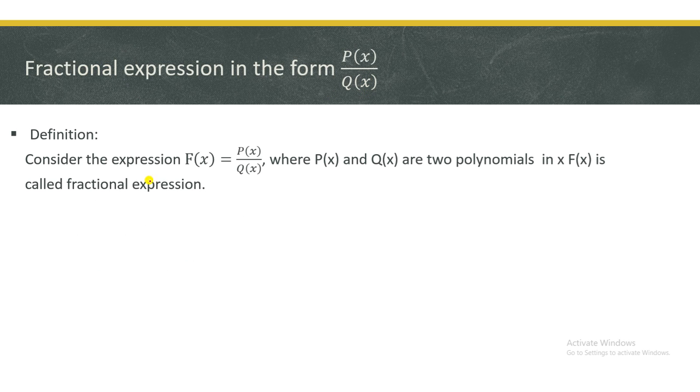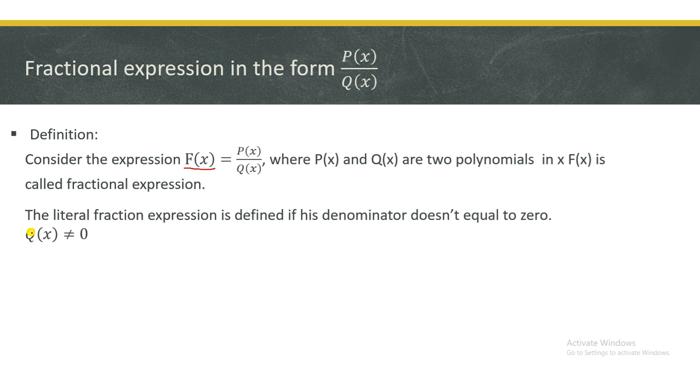By definition, consider the expression f of x equal p of x over q of x. P of x and q of x are two polynomials in x. F of x is called a fractional expression. The literal fractional expression is defined if its denominator does not equal 0. So q of x does not equal 0. This is a fractional expression. Okay, f of x is defined when its denominator does not equal 0.